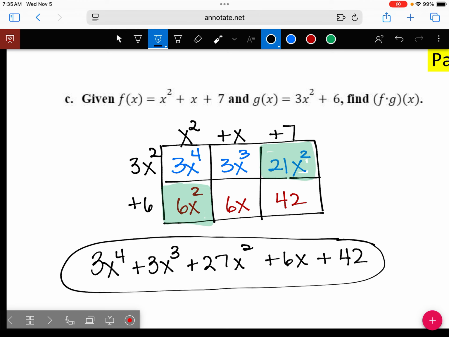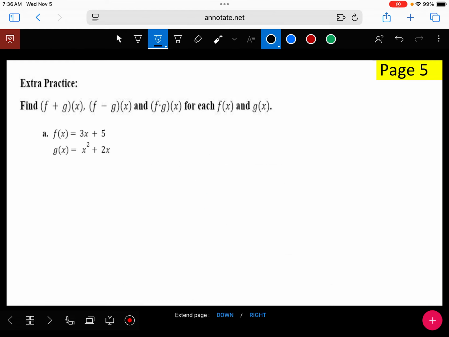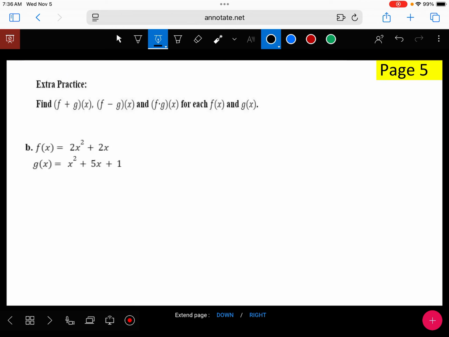All right, let's flip the page. We got a couple more. So we're going to just take these 2. Let me see which one I want to do. I think I want to do B. Let's do B, page 5. And we're going to do all three things with question B.